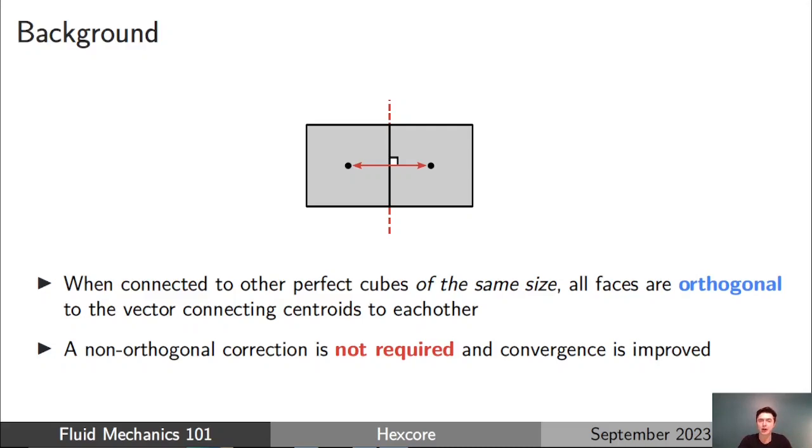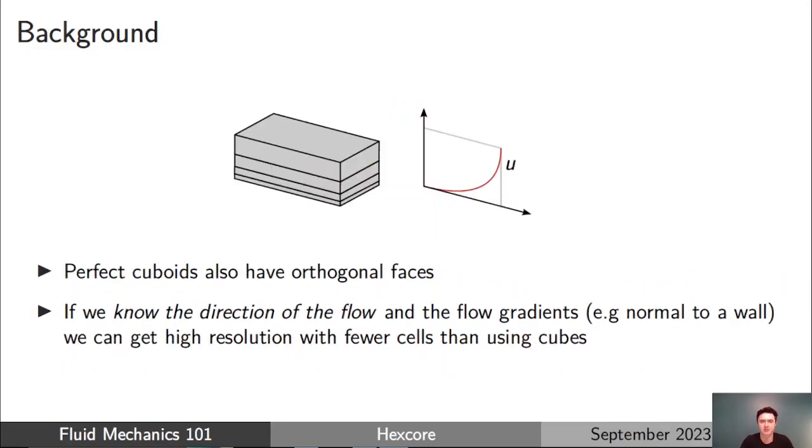And in simple terms, that will mean that the convergence of the algorithm that you're using in the finite volume method, whether that be SIMPLE or PISO, the convergence will be improved because the non-orthogonal corrector acts as a source term and slows down convergence. So that's the ideal cell, a perfect cube connected to other perfect cubes of the same size.